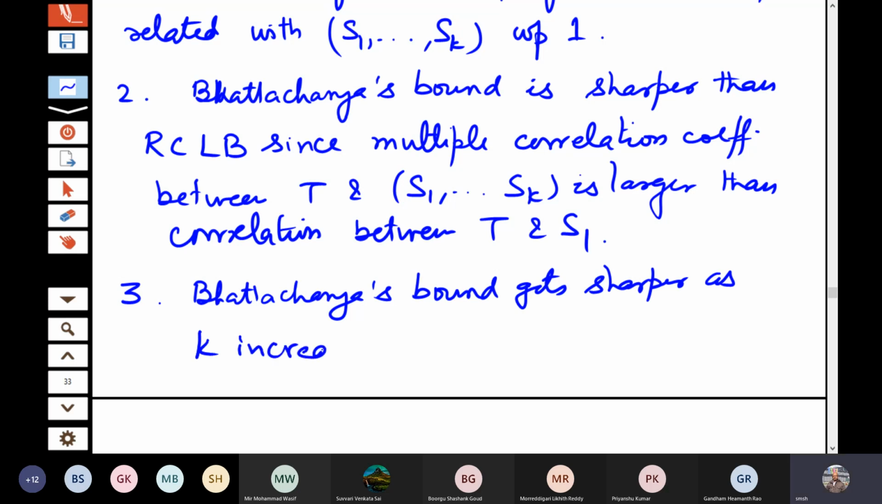But of course, it increases the difficulty of the problem also, because the higher order derivatives will create a lot of complications. So it is not used in practice actually, but of course, we should be able to consider this at least. Okay, I will show you an example of calculating the Bhattacharya bound for a simple exercise.